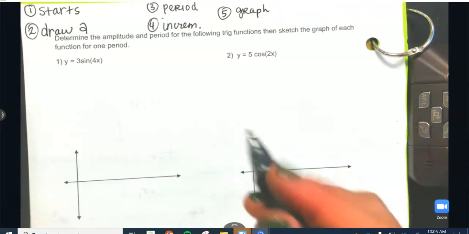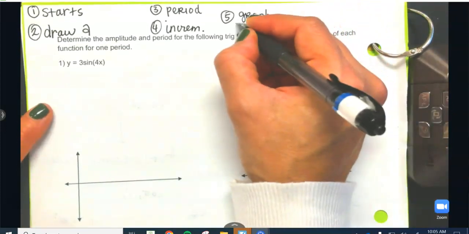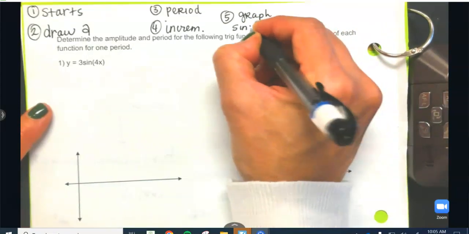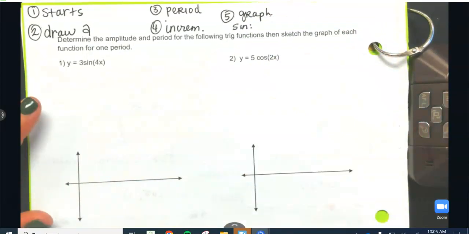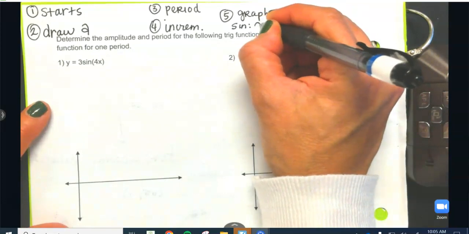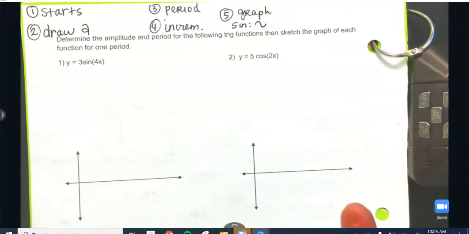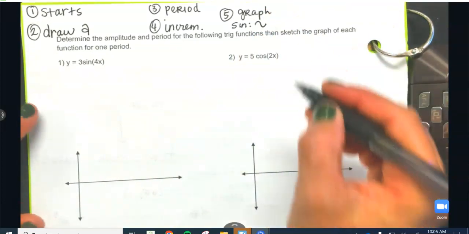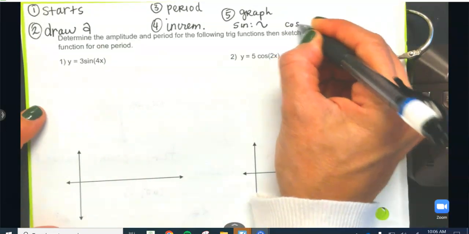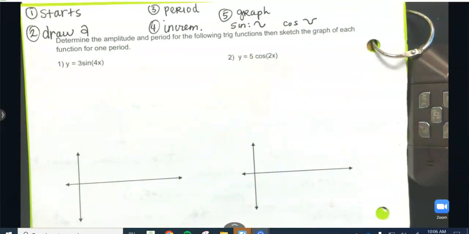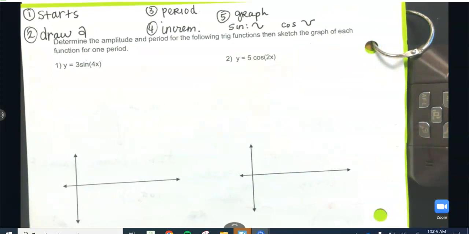And guys, you should remember, I wish I would have told the other classes this, but you do need to remember a sine curve looks like an S, a sideways S. And a cosine curve looks like a valley. Do need to know those shapes for sure.